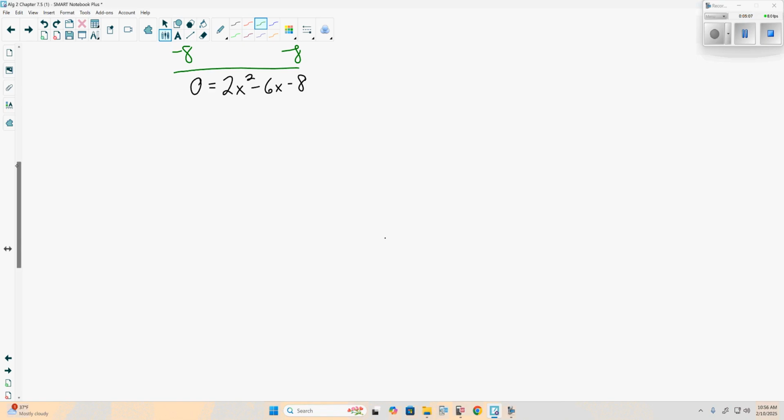And when we look at this here, there is a greatest common factor between these three terms, and it is 2. And if we factor 2 out of our 2x squared minus 6x minus 8, we'll get 2 times x squared minus 3x minus 4.